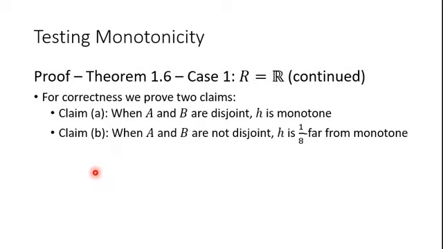In order to prove the correctness of this algorithm, we need to prove two claims. Claim A will be that when A and B are disjoint, h is monotone. And claim B will be that when A and B are not disjoint, h is 1/8 far from monotone. And therefore, it will be correct to use their communication protocol for C mono with psi.